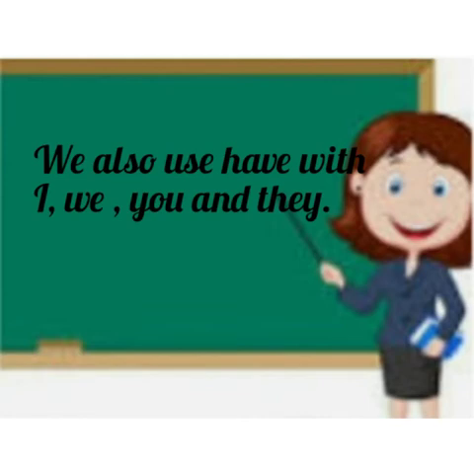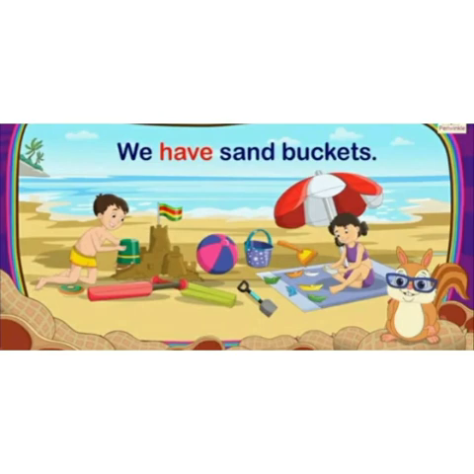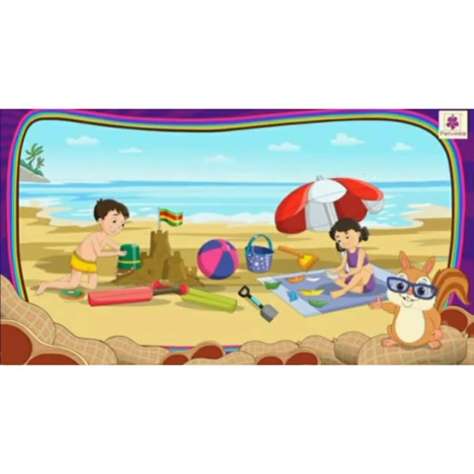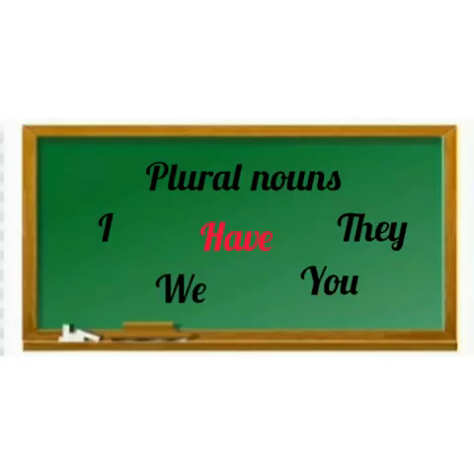Let's look at some examples. I have a rake and spade. We have sand buckets. You have an umbrella. They have a beach ball. So, we use have with plural nouns and also with I, we, you, and they.